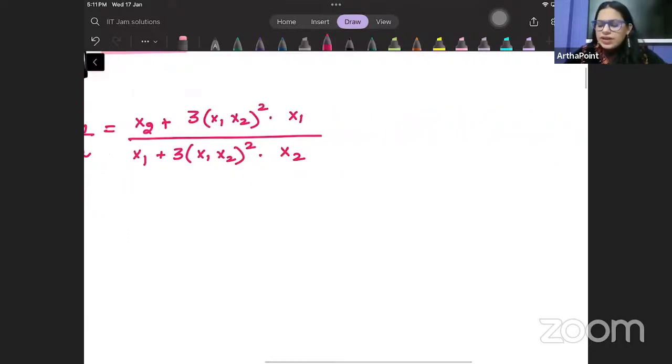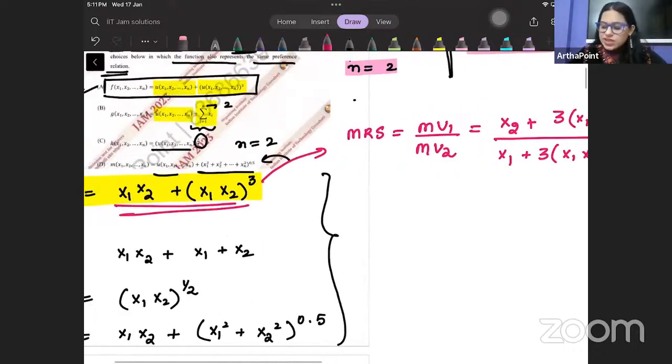This is the answer that I will be getting. Now, can I simplify this somehow? Can I write it in some better way? No, this is going to be my final MRS. Now look into the second one.